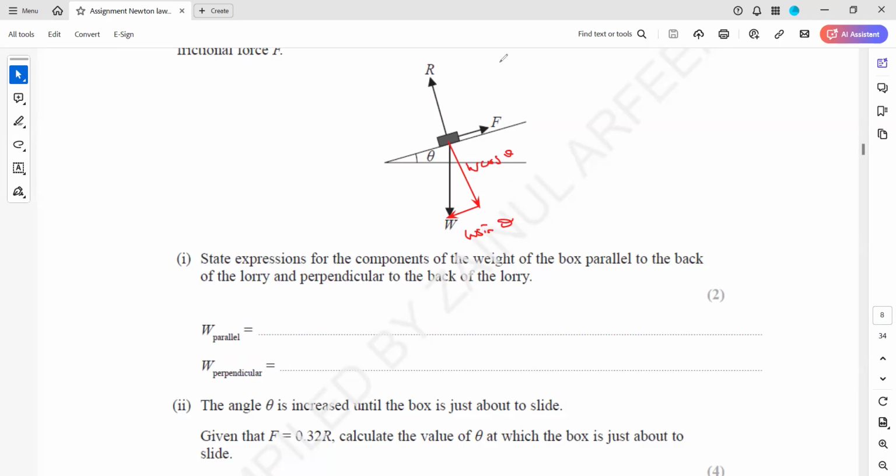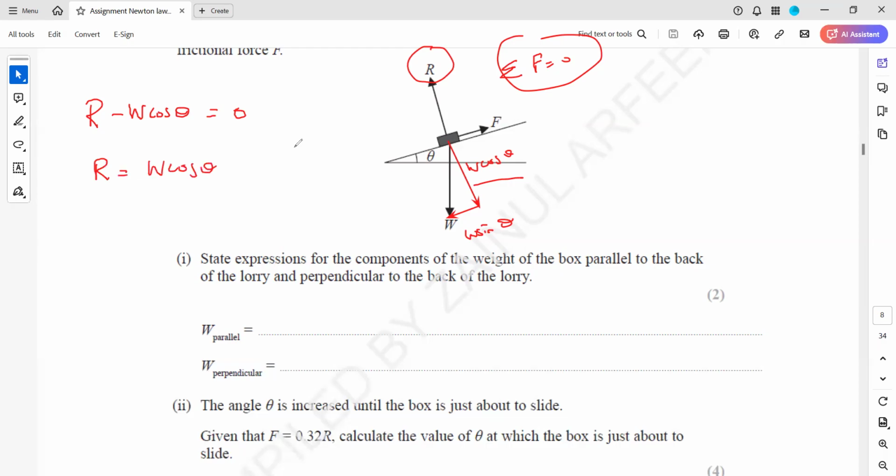It is about to slide. So when they say it is about to slide, what can I say about the resultant force? It's not sliding or moving. I can say the resultant force is 0, because it is just about to slide, meaning till now it is stationary. So the resultant force should be 0. If the resultant force is 0, R is acting upward and W cosine theta is acting downward. So I can say R minus W cosine theta equals 0, or R equals W cosine theta.